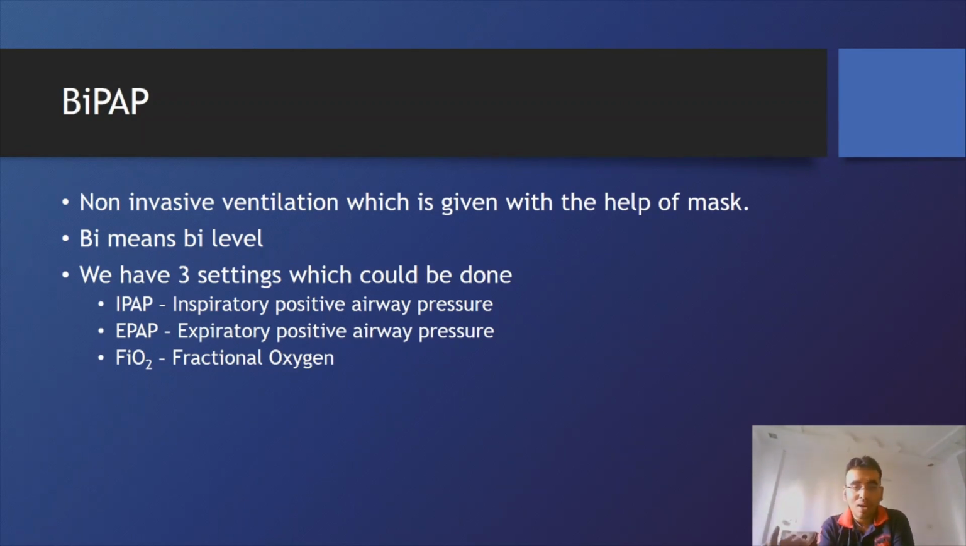So what does BiPAP mean? Bi means bi-level. So we can do 3 settings in it. One is known as the IPAP, the inspiratory positive airway pressure, the EPAP, expiratory positive airway pressure, and FiO2. Again, FiO2 is the same as the fractional oxygen, because the majority of these BiPAPs are in ICU settings where you have the oxygen cylinders or the oxygen supplies where you can monitor the amount of oxygen to be given to the patients. So now we'll discuss in brief what basically is BiPAP.